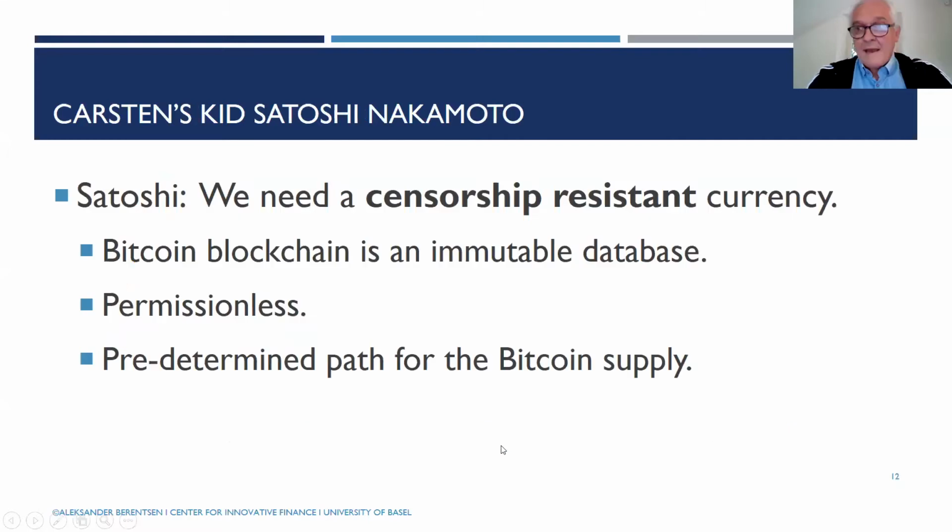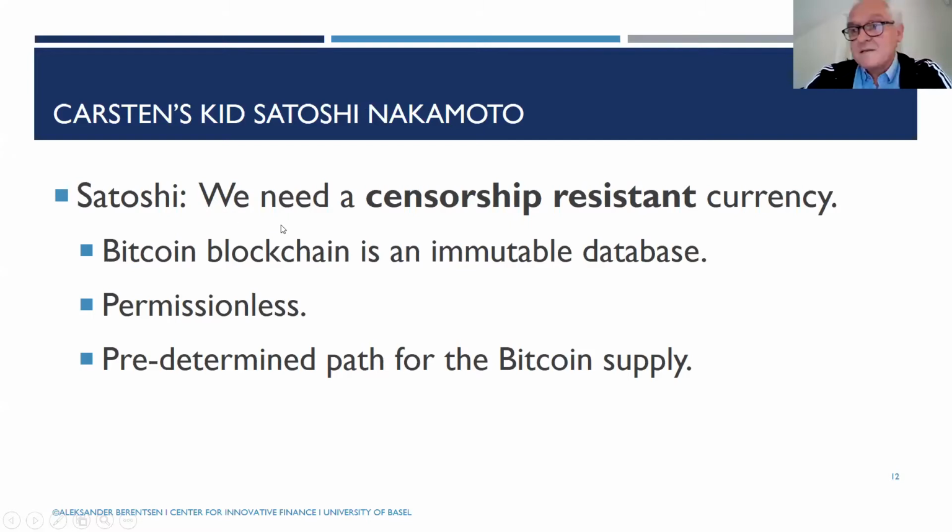Okay, I'm not the first one to have discovered this. The monetary history books are full of it. Monetary theory books are full of it. Satoshi Nakamoto observed that, right? By the way, I would say Satoshi Nakamoto is one of Carsten's first kids.